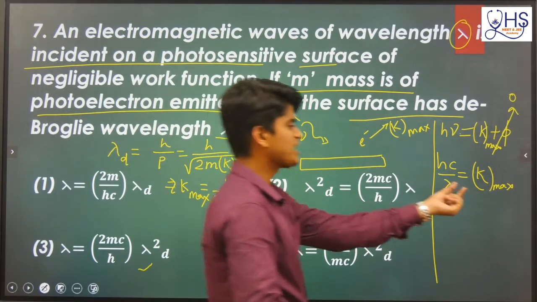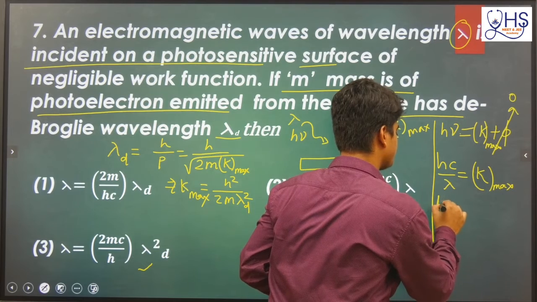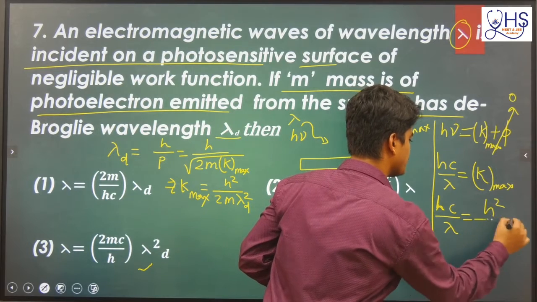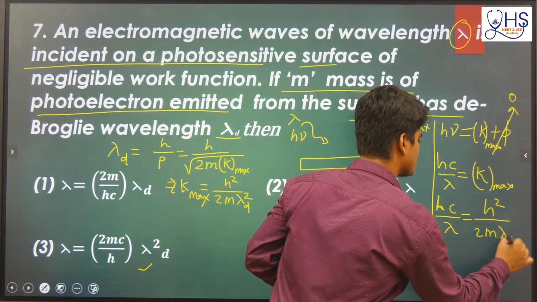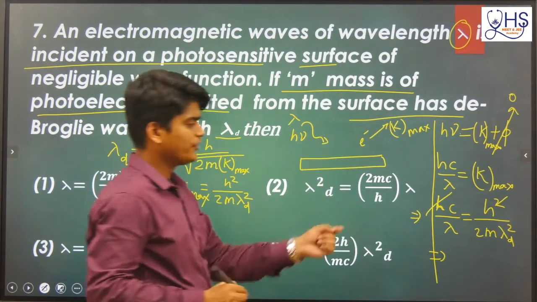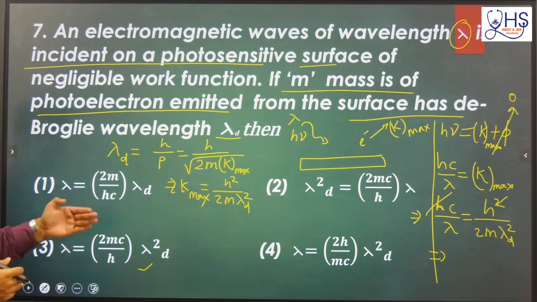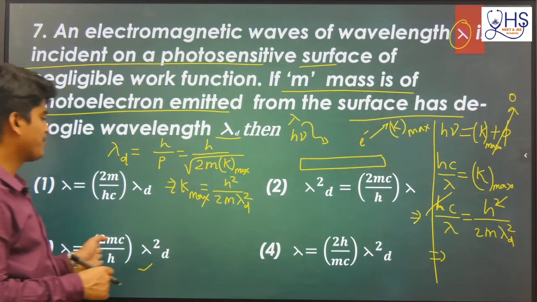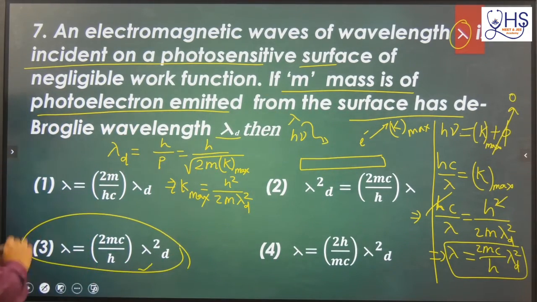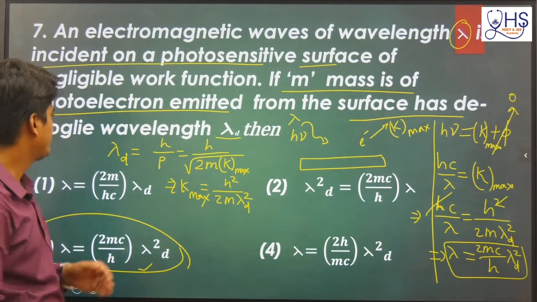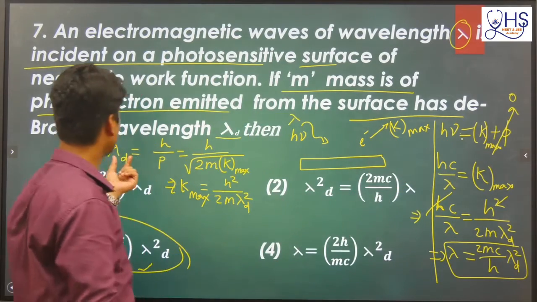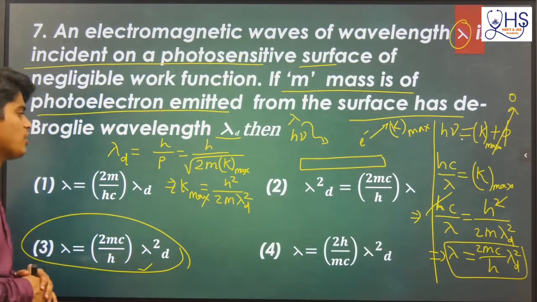Now this kinetic energy max I will substitute here, so I will get hc by lambda is equal to h square divided by 2m lambda d square. Now here h will cancel with h. Now you can find here what lambda is or what lambda d is. If I take this lambda to that side, it will become mc by h lambda d square. So this is a simple thing. If you want to understand the photoelectric effect phenomenon, Einstein's photoelectric equation along with the de Broglie wavelength, combined you can solve this.